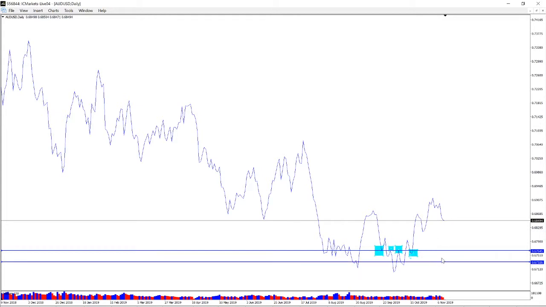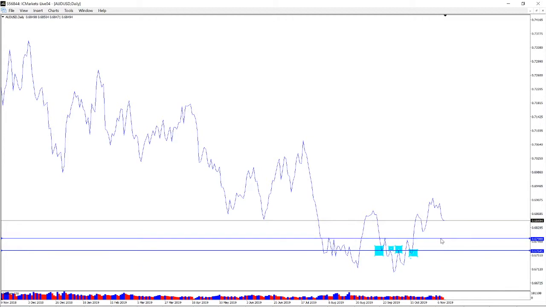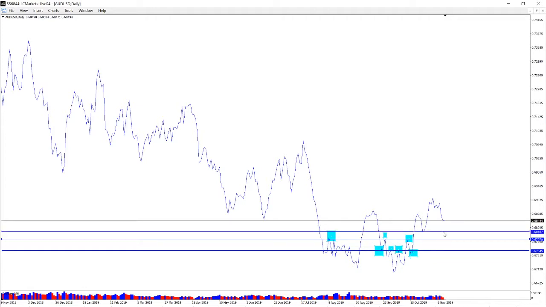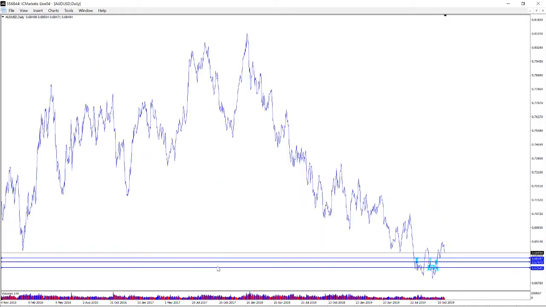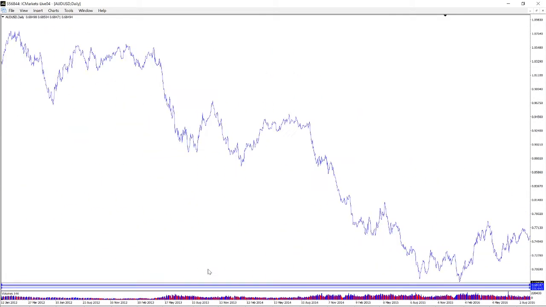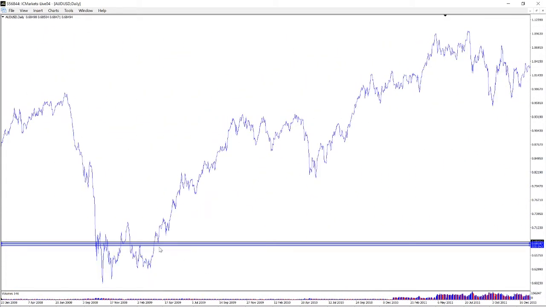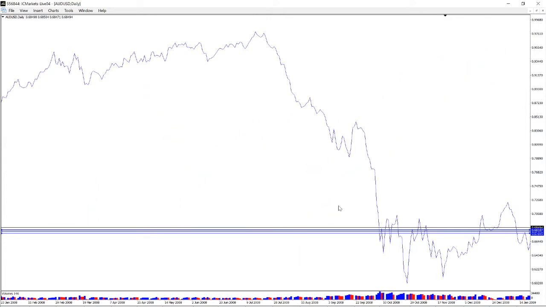Then we draw another one and we try to connect these points. Look, very nicely, just adjust it a little bit. The market reacted here about 2 times, then here, here, and we draw another one. We can find only 1 touch here. It doesn't matter, we just zoom out and see if the market has touched this area before, and we can find it easily.